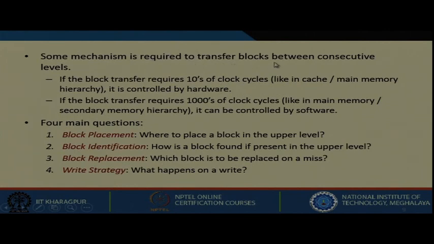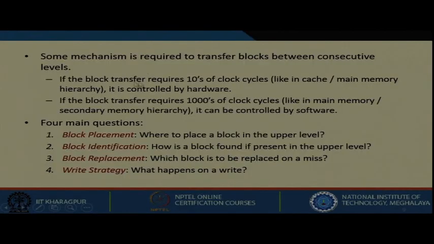Some mechanism is required to transfer blocks between consecutive levels. As we know, if there is a miss in both L1 and L2 levels, you have to bring a block from main memory to L2 and then from L2 to L1. So, whenever there is a miss in some level, you have to transfer the block to get the data. If the block transfer requires tens of clock cycles, as with cache or main memory, it is controlled by hardware. But if the block transfer requires 1000 clock cycles, as with main memory and secondary memory, it can be controlled by software. Basically, the secondary memory part is controlled by software through a different technique.